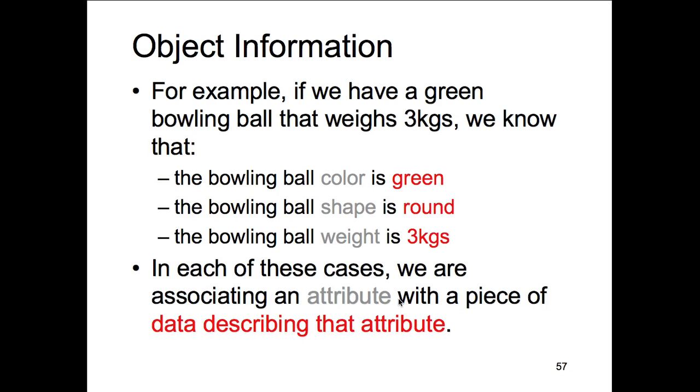So we have object information, which is our data. For example, if we have a green bowling ball that weighs 3 pounds, we know that the bowling ball color is green, that the shape is round, and that the weight is 3 kilograms. Did I say pounds? Okay, whatever. There's a weight associated with it. And in each of the cases, we are associating an attribute with the piece of data that is describing it.